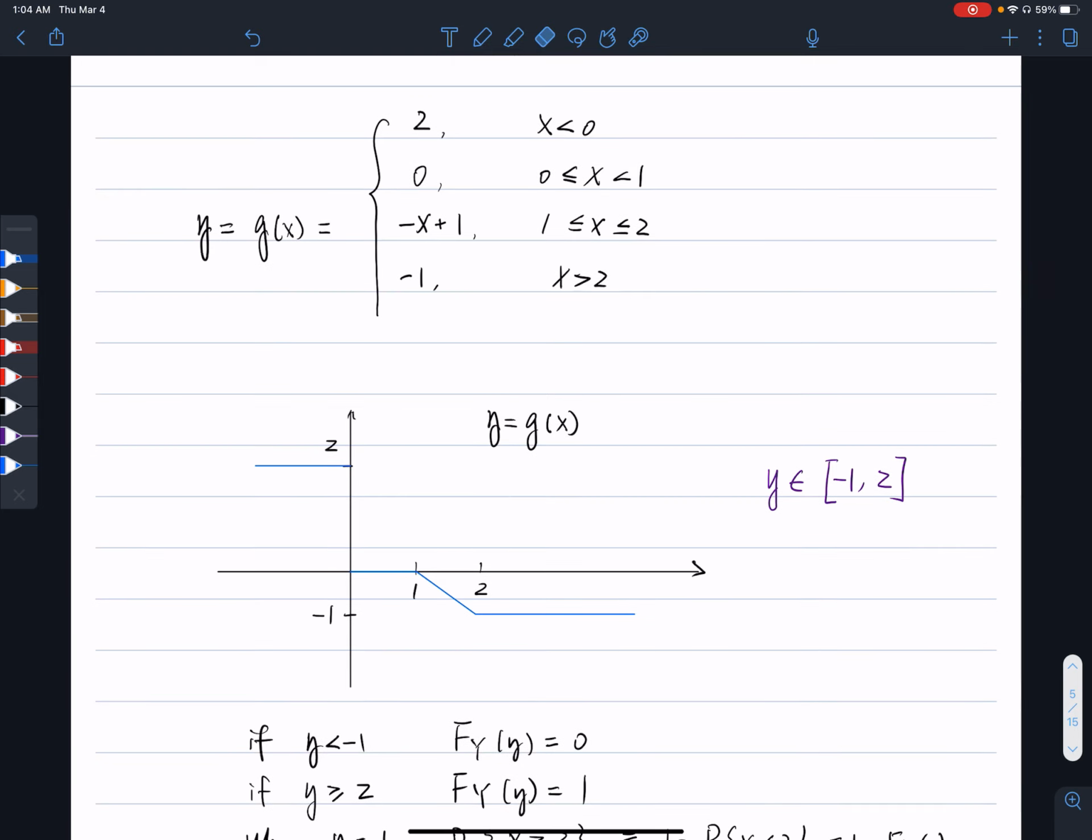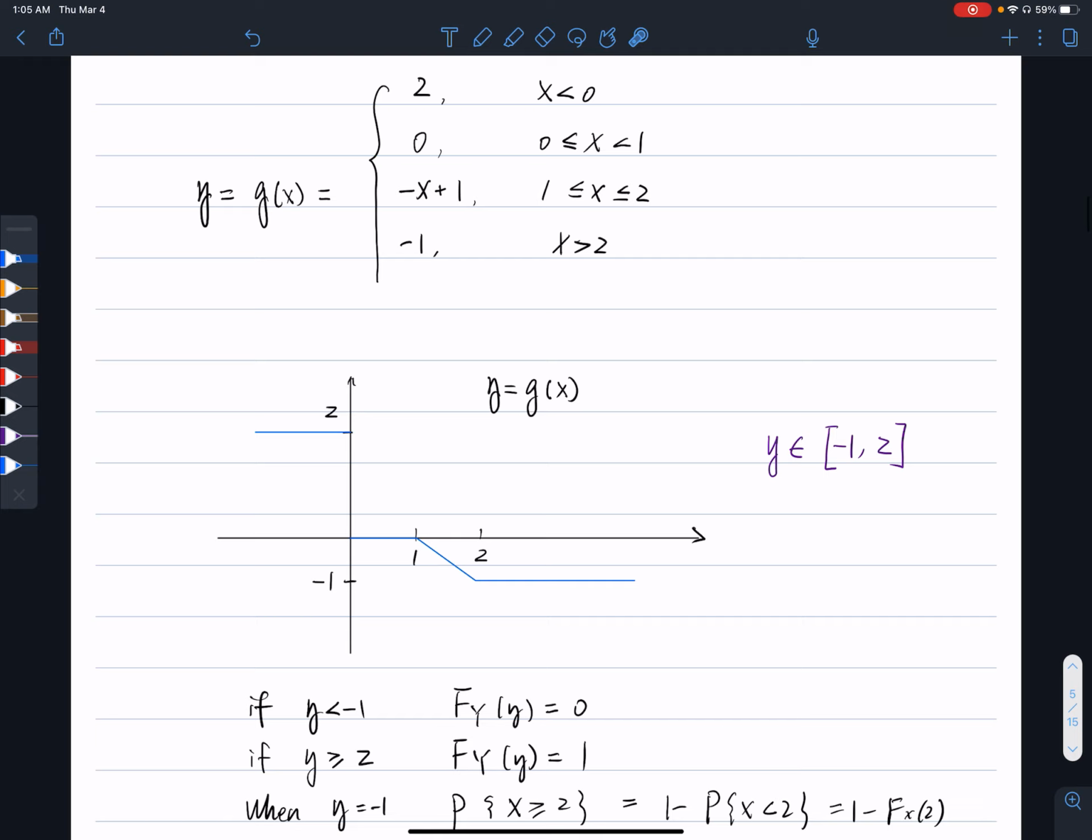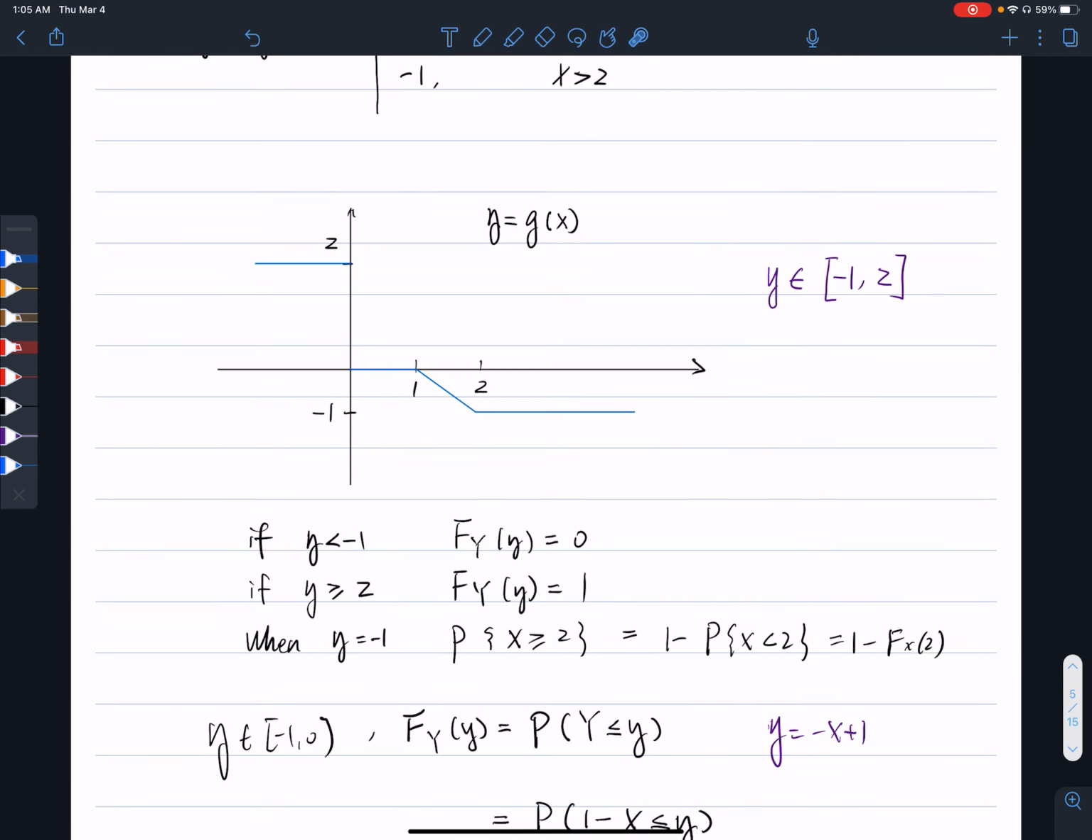So when we plot that function, we can see for X greater than 2, Y is negative 1, and for X greater than or equal to 0 and less than 1, it is this part, and for X less than 0, Y is equal to 2. So we can see that Y belongs to the range from negative 1 to 2. That's the value of Y we can find from g(X). So we can separate the different parts and discuss each.